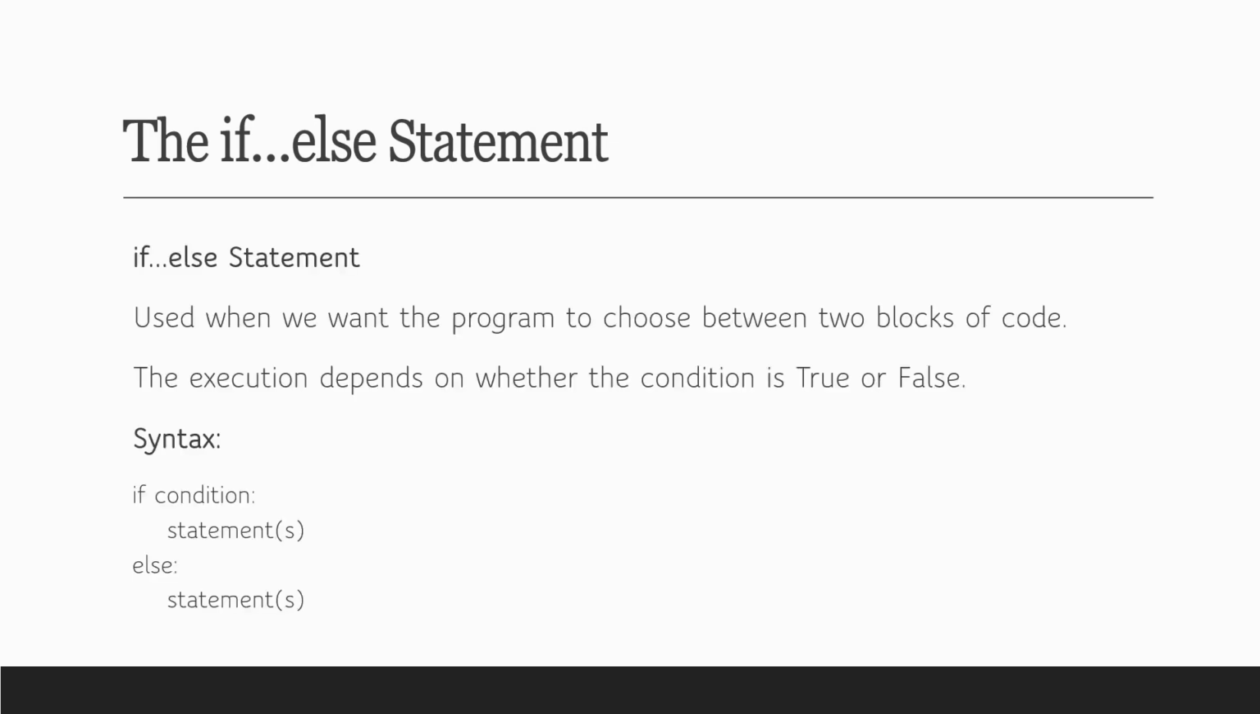The if-else statement. The if-else statement is used when we want the program to choose between two blocks of code. The execution depends on whether the condition is true or false. If the condition is true, the statements inside the if block are executed. If the condition is false, the statements inside the else block are executed.